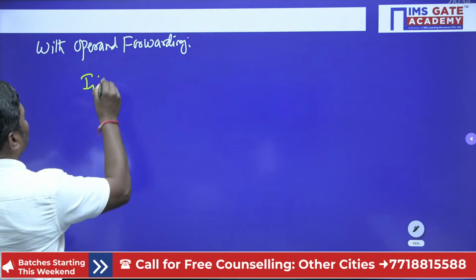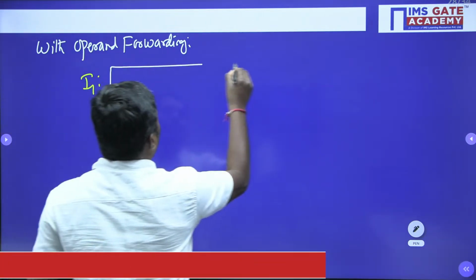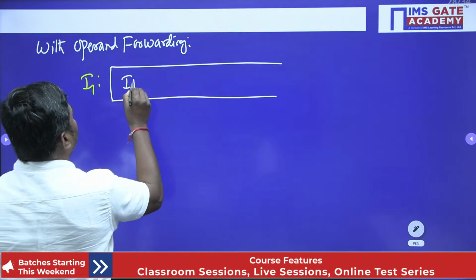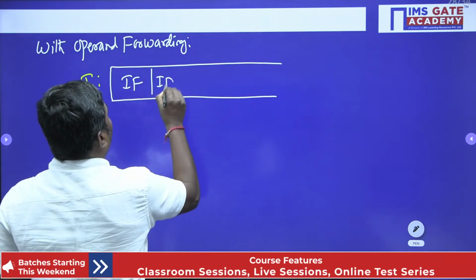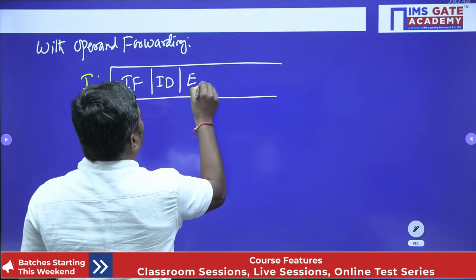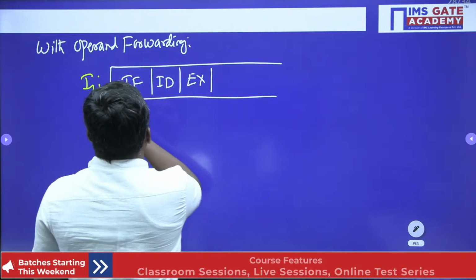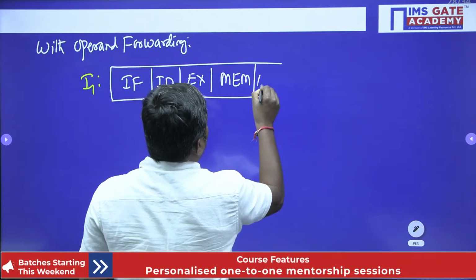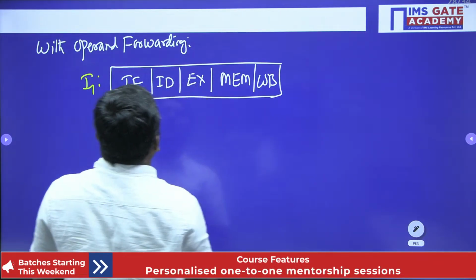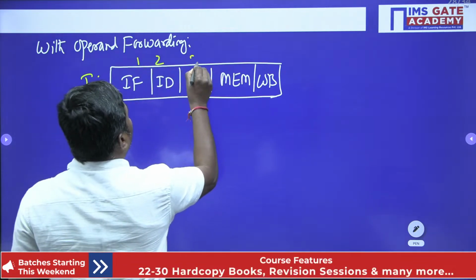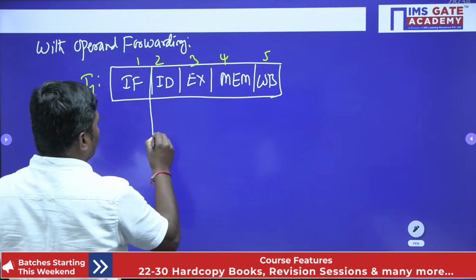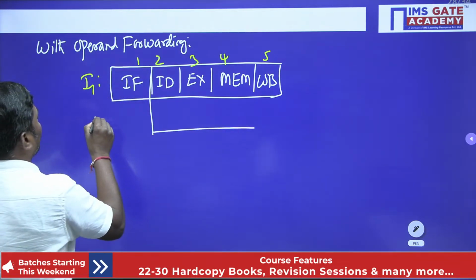So you have to fetch instruction I1: instruction fetch, instruction decode, yes, execute. That addition takes 1 clock cycle only, then memory access, then write back. What is the clock number? 1, 2, 3, 4, 5 only. Now see, instruction I2. What is instruction I2? Multiplication.